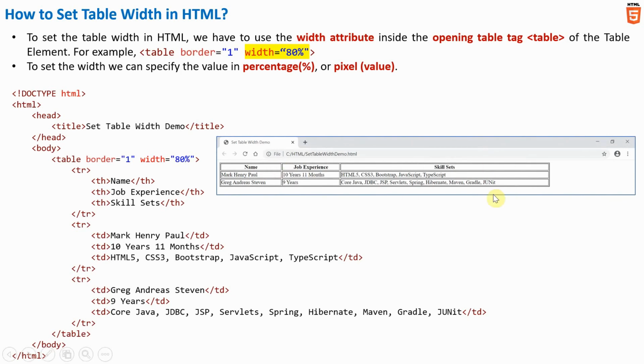So basically in this screenshot we can visualize that this table occupied 80% of the browser window. Even if we increase or decrease the browser size, it will still occupy 80% of the available browser window. Now to have a clearer picture of how we can set this table width in HTML, let's go into the HTML editor and use our previous code that we have done in our previous lecture.